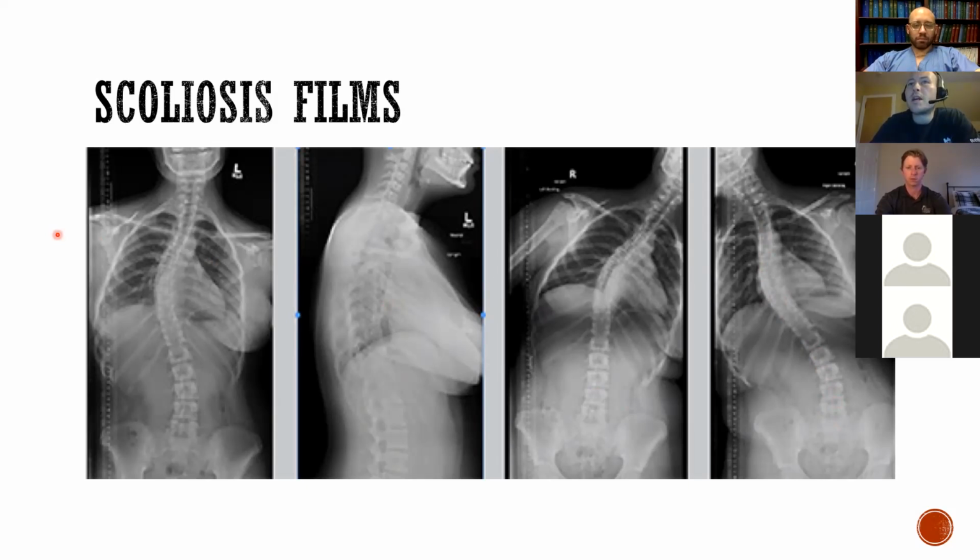Brian had asked, do you commonly need to expand these fusions later in life due to a loss of disc space above or below? That's a very insightful question. Jason, you want to go for that? I actually don't know, but I would say usually not. I think what he's driving at is the possibility of proximal junctional kyphosis.